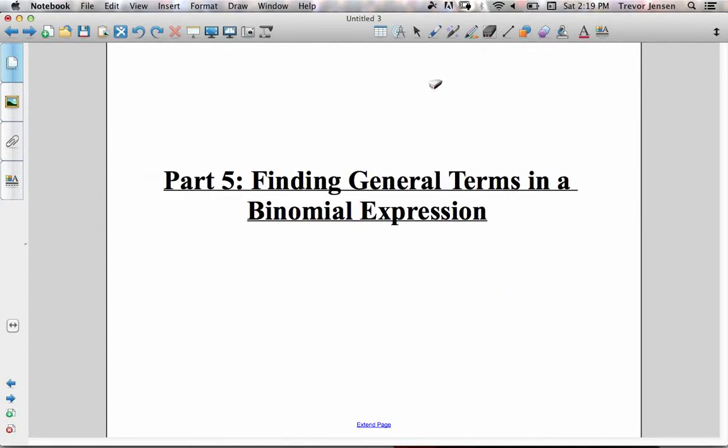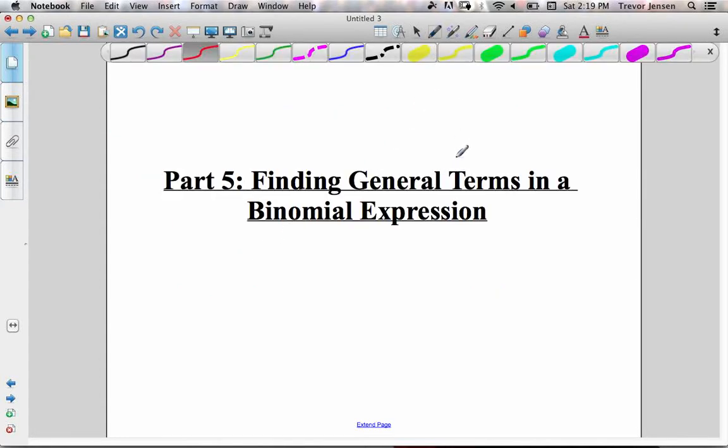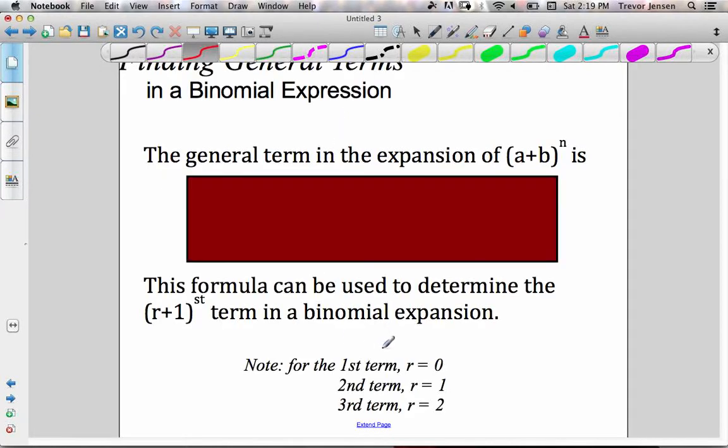Okay. Next thing you're going to have to be able to do is find, instead of expanding an entire binomial, I'm going to ask you to be able to find specific terms in the expansion, maybe even finding a constant term in expansion, and I'll explain what that is in a second.